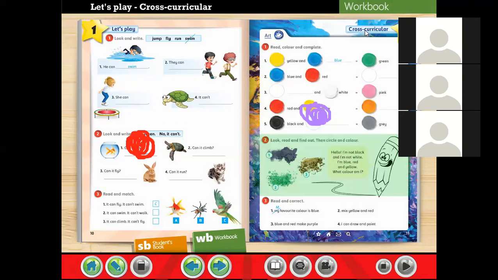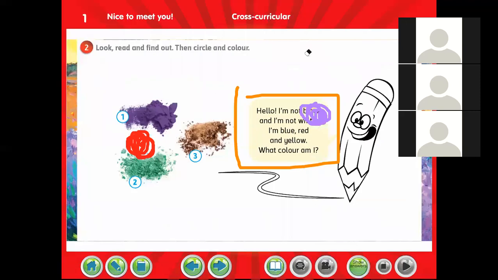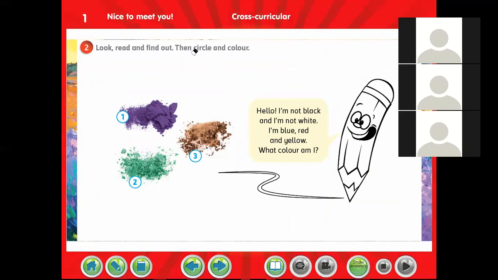What color is this paragraph describing? Alejandro, complete, please. Complete your book. What color does this describe, please? Viviana Arroyo. Viviana. Hello, I am not black. Hello, I am not white. I'm blue, red, yellow. What color am I? Viviana, what color is it? Purple. The purple is describing. Sorry. It's not describing purple.